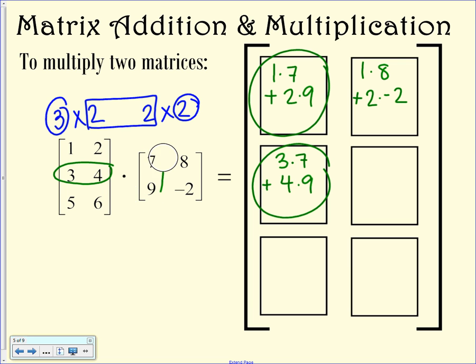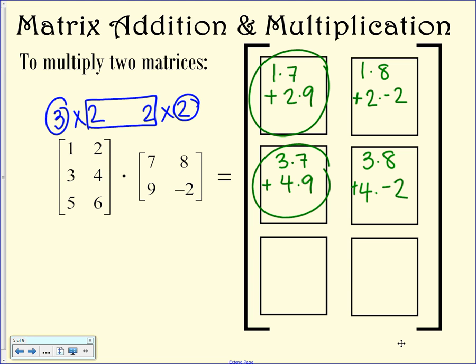And then for that number in the next slot, we're going to use the second column. So we're going to have 3 times 8 and then 4 times negative 2. We're going to add those together. Okay.